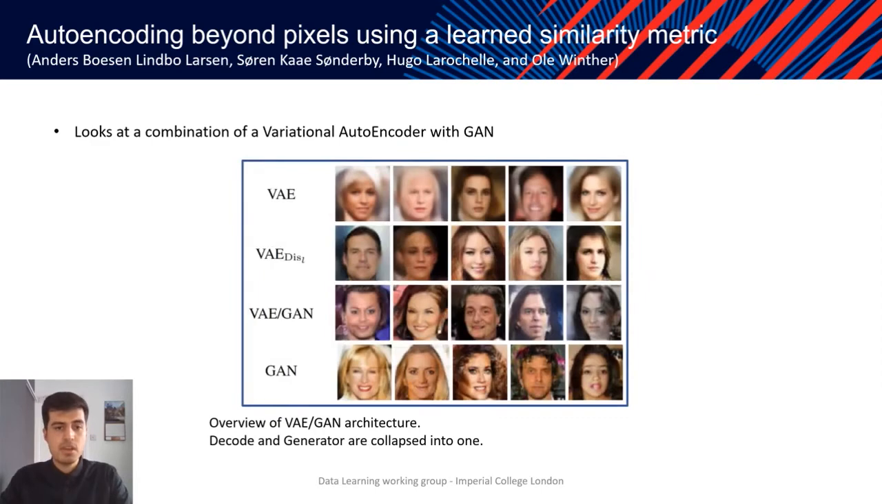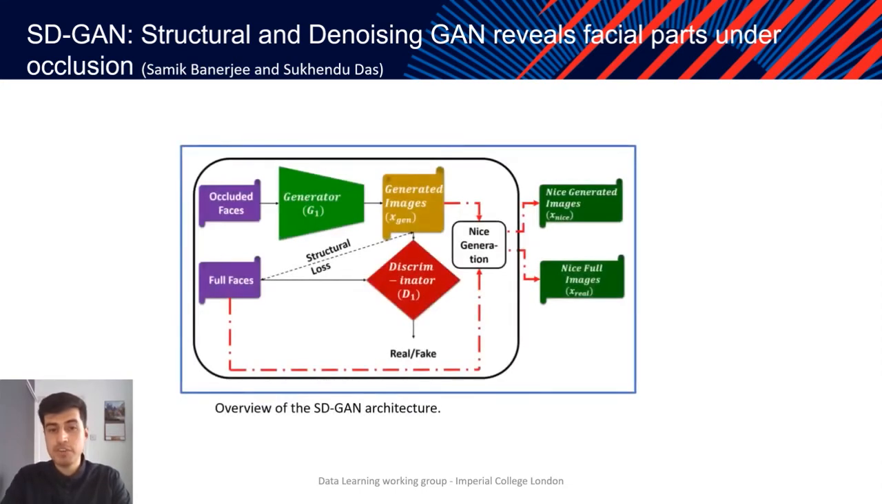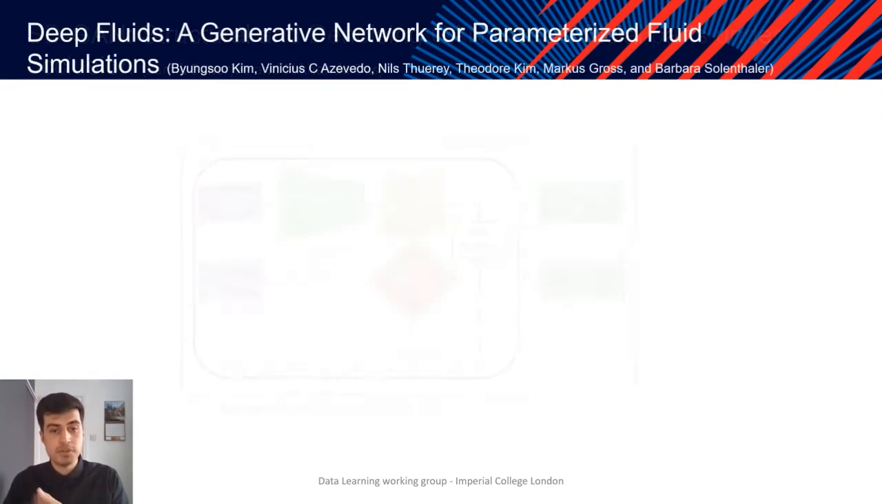Another paper of interest is the SDGAN. So this is used to reconstruct original faces from occluded inputs. This architecture is particularly of interest because they incorporate a piecewise error named structural loss in the diagram that restricts the generator to output a very specific type of output rather than one that's just similar to the training dataset. This is useful to us because we don't want our generator to output a random timestep. We want it to specifically output the preceding one.